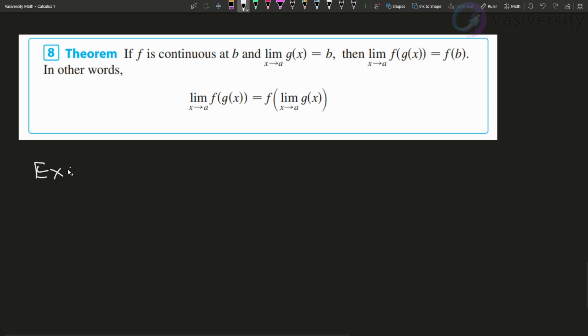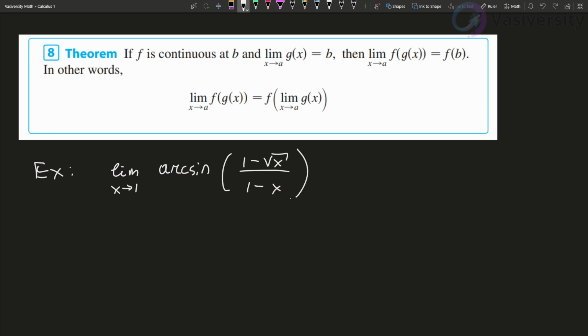So let's take a look at an example. Let's say we have the limit as x approaches 1 of arcsine, the inverse of sine, of 1 minus the square root of x over 1 minus x. Essentially, this is a composition of functions. We also had a composition of functions when we were working with x squared times sine of 1 over x.